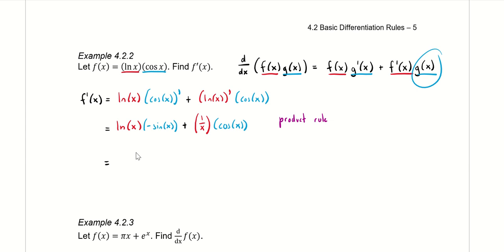I'm going to put this negative out front, negative natural log of x times the sine of x. And then I've got this 1 over x and this cosine of x. I'm just going to put those together as a fraction, cosine of x over x.